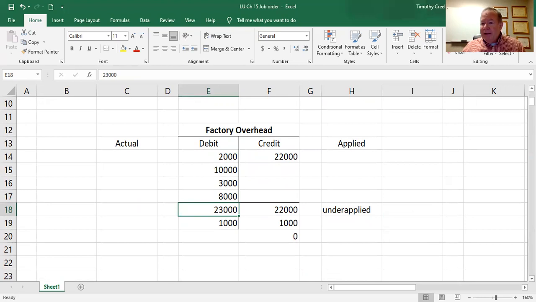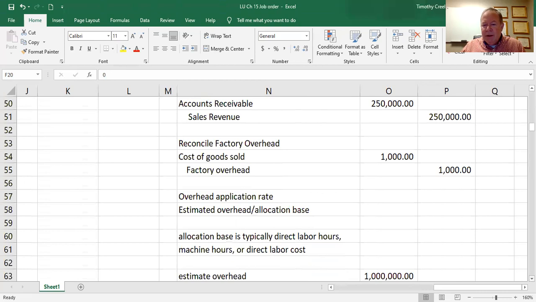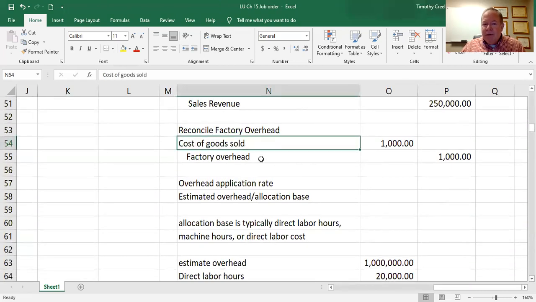So in order to correct it, we want to credit factory overhead for $1,000. Since we have a debit balance, we want to credit it for 1,000, and that will take factory overhead to 0. And the offset account that we always use with factory overhead here is cost of goods sold. So if we look at the transaction over here, in order to correct this, we would debit cost of goods sold and we would credit factory overhead. So we've reconciled actual factory overhead charges with what we applied. And now factory overhead has a 0 balance, which is what we always want it to be.